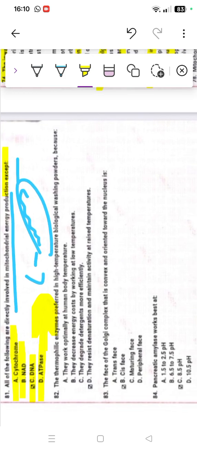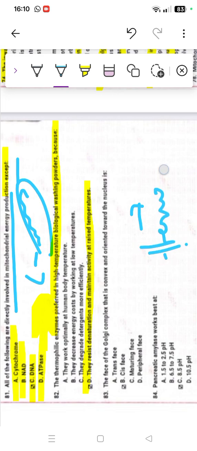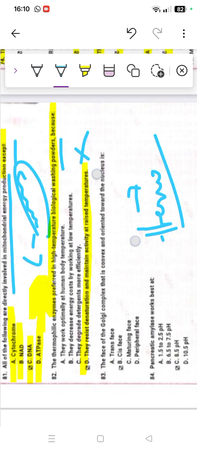The thermophilic enzyme is preferred in high temperature biological washing powder because they resist denaturation and maintain activity. Thermophilic means related to temperature. Wherever you see the word thermo, it means it's related to temperature. So it is preferred in high temperature biological washing powders because they resist denaturation and maintain their activity.